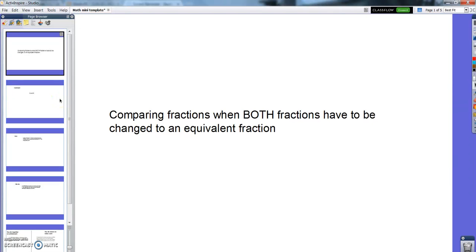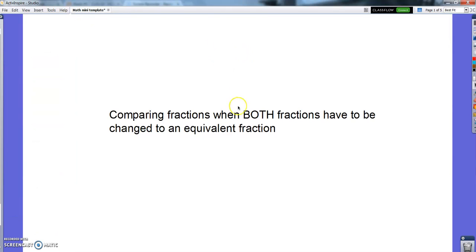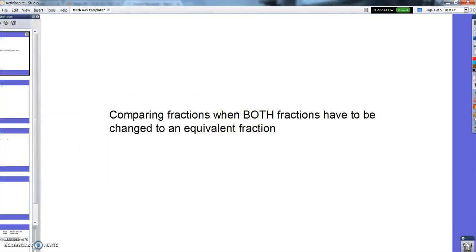Hey there, 4th grade! Today's mini lesson is on comparing fractions when both fractions have to be changed to an equivalent fraction. Yesterday we did it when one had to be changed. Today we can do it when both do. After you have written this down as the next title on the next page in your math notebook, close it up and concentrate with me on the I do.